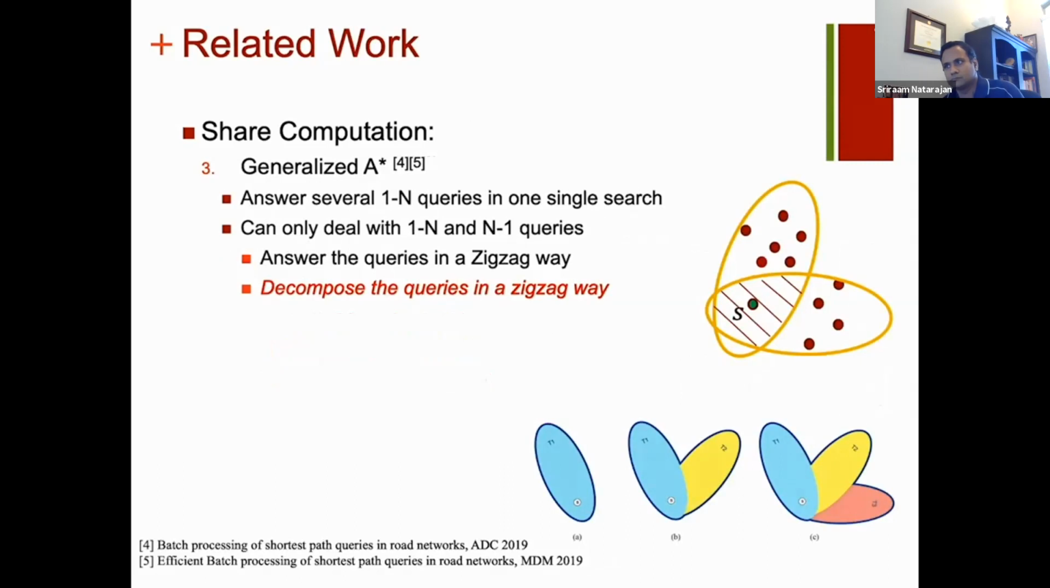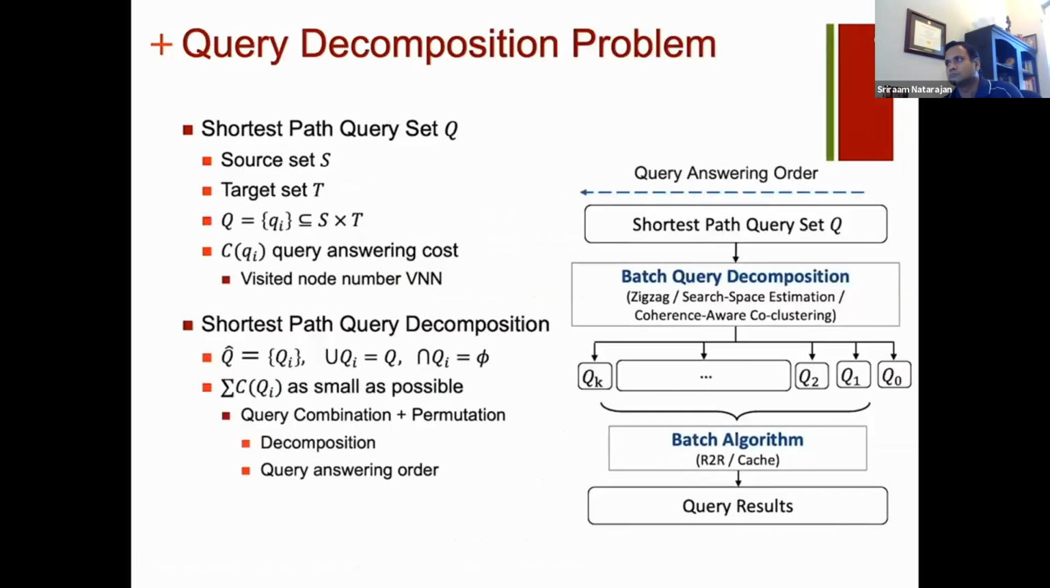The third stream of approaches generalizes A-star, because in A-star, if all the queries have the same starting node, you can get the shortest paths to all of them in just one run. Given a bunch of queries, we can decompose them into several 1-to-n queries and several n-to-1 queries, so we can answer them in a zigzag way, right? And for one-to-n query sets, we can decompose the destinations into different clusters and answer them in different petals here. So one A-star for one 1-to-n, and one A-star for n-to-1. That's exactly it.